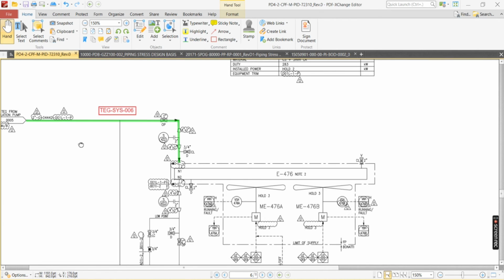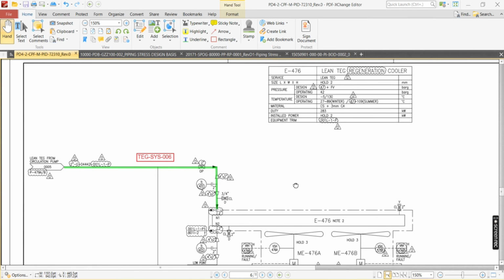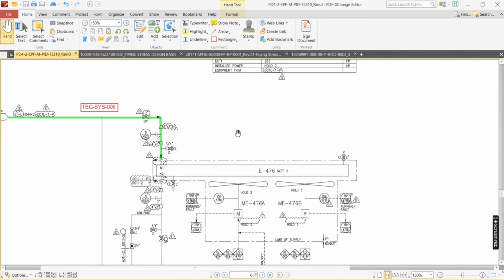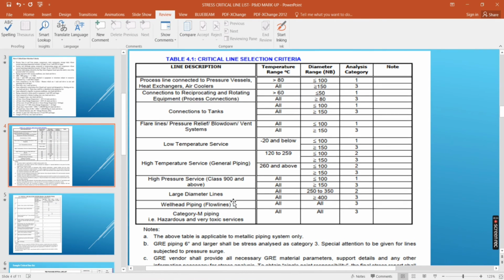You see, this is an air cooler, generator cooler, lean TEG regeneration cooler. So the main thing is you need to see the criteria. So the general, common criteria is lines which are connected to rotating equipment, 3-inch and above, irrespective of the temperature, and lines which are subject to PSV, pressure safety valve, or temperature relief valve, of line size 3-inch and above, shall be considered as critical lines.